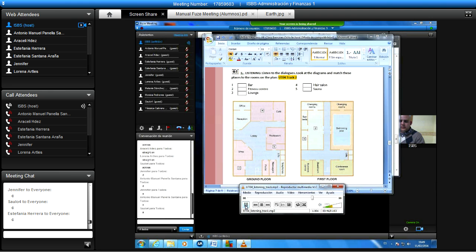So C, behind the hotel shop. You see the shop there, and 5, of course now the sauna.